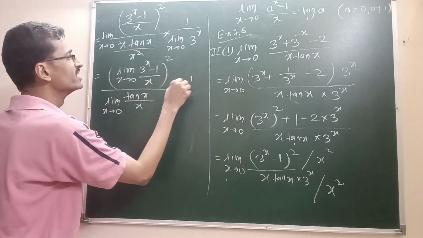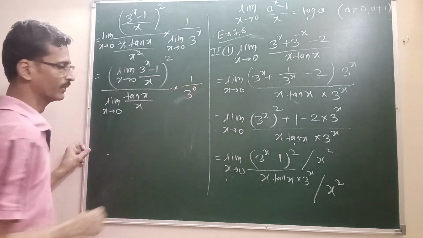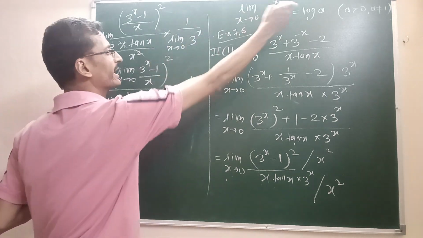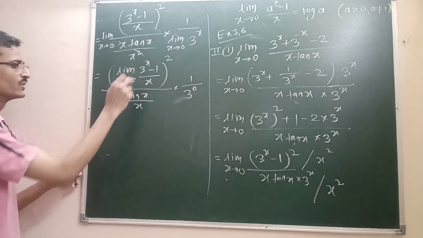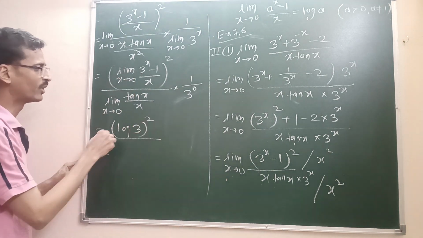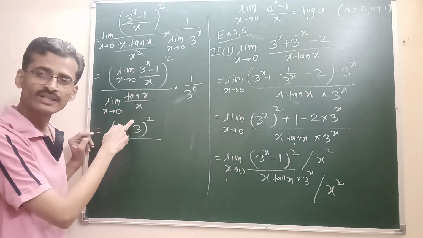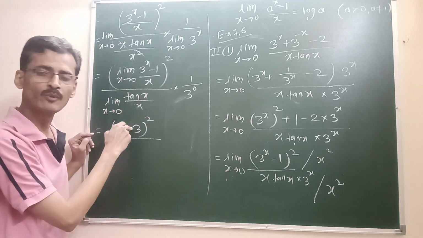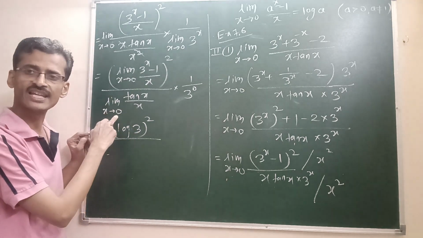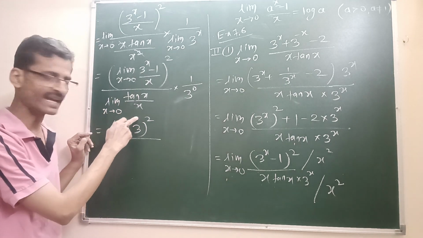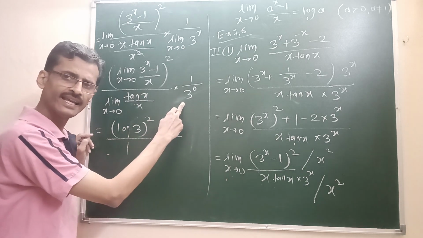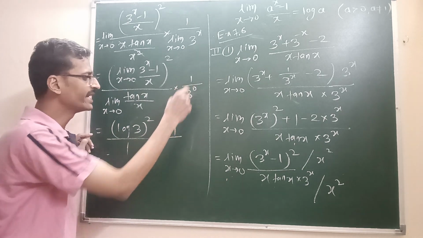And here, this is 1 upon 3 raised to 0. We know that this is equal to log a, here a is 3. So this is log 3 whole square upon. Now sin theta upon theta and tan theta upon theta, the answer is the same. That is 1. So limit x tends to 0, tan x upon x is 1. And we know that any a raised to 0 is 1. So 3 raised to 0 is 1.